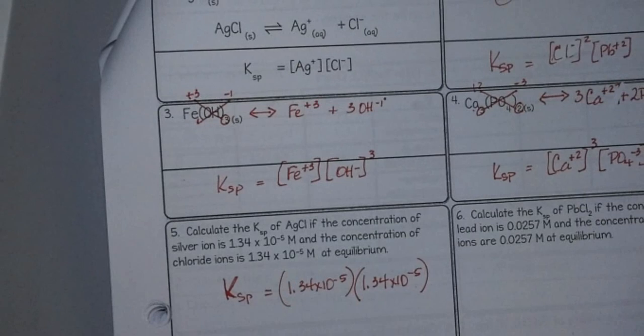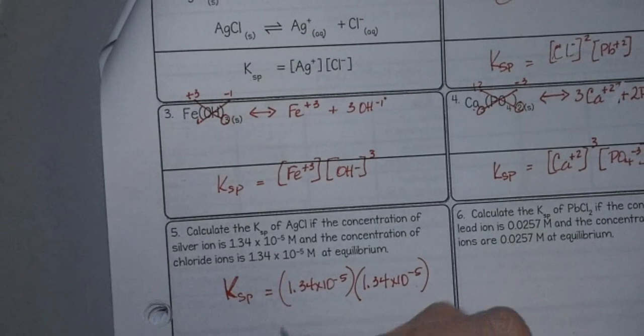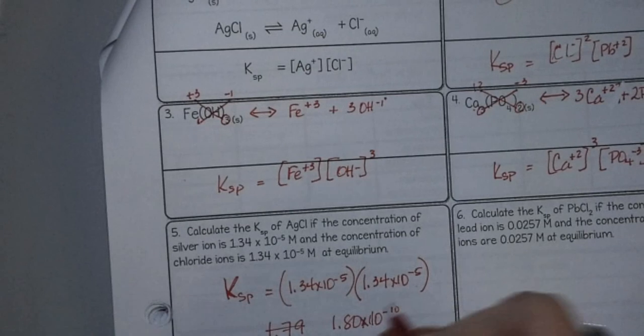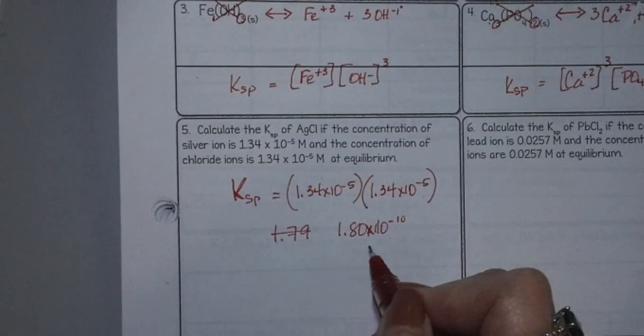Pop that into your calculator. Did you guys get 1.7 something or other? How many sig figs should we have? So 1.80 times 10 to the negative 10. This is a really low K, correct? So is this dissolving very well? No, it's not.